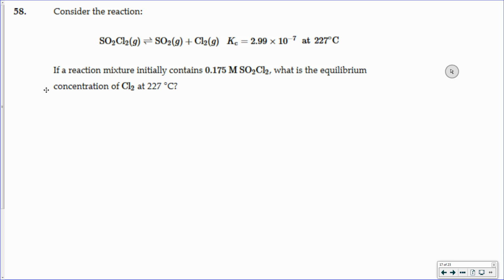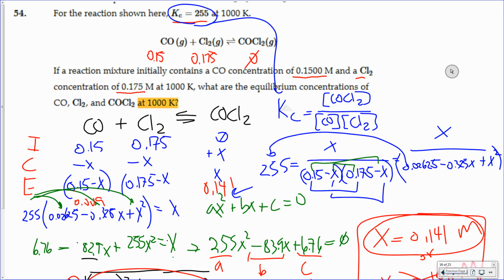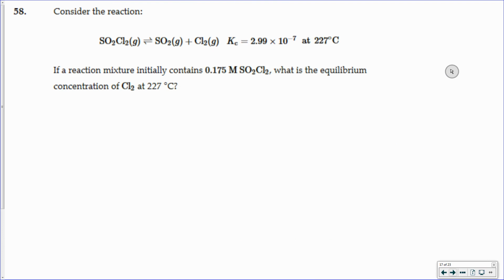So, on the back of the book, it says that SO2Cl2 decomposes to SO2 and Cl2, and it gives the K sub C for that, and it gives the initial concentration, and it wants to know what is the equilibrium concentration of one of the products. So, let's see, what's that? Well, it's a little different from the one we just did. So, I'm at least going to go through it where we set up the system of equations. So, let's write out the reaction.